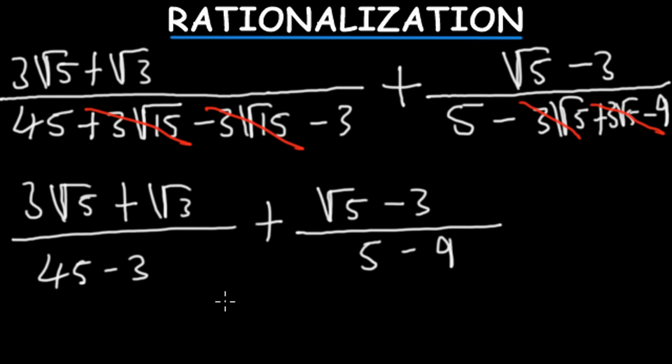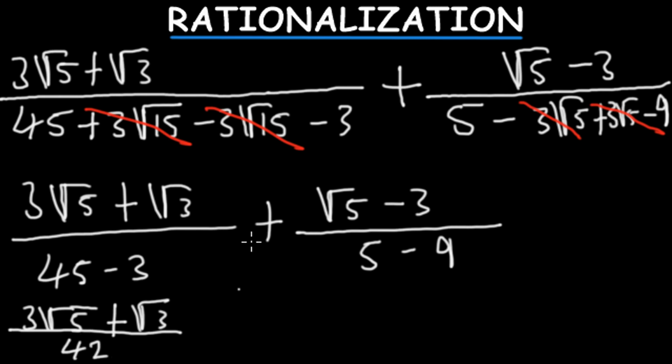5 minus 9. Okay. So proceeding further, we have 3 root 5 plus root 3 divided by 45 minus 3 becomes 42. Then we have plus root 5 minus 3 all divided by 5 minus 9, that's minus 4. And we know that positive times negative becomes negative. So it means this positive sign turns out to be a negative sign.